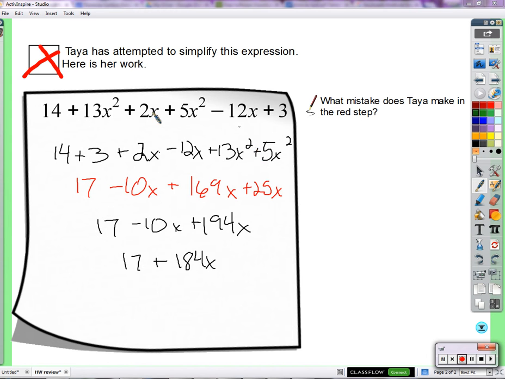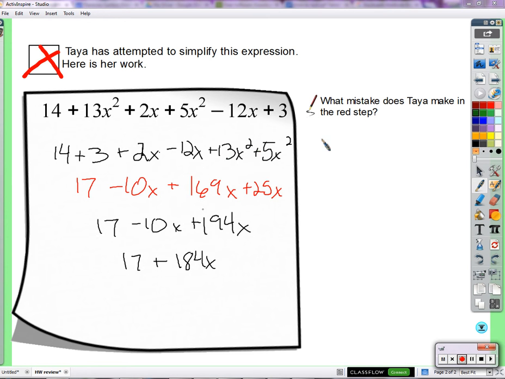Well, she should combine these together and get 17 minus 10x, and then these should still be x squared, but they should be 13x squared, which is 5x squared, and she should get 18x squared. And then she'll be done. But this happens a lot, and it's not a bad thing, it's just a mistake, and I want to help you clear it up. This is saying to square the x, it's not saying to square the 13. Okay? And it just comes down to order of operations.